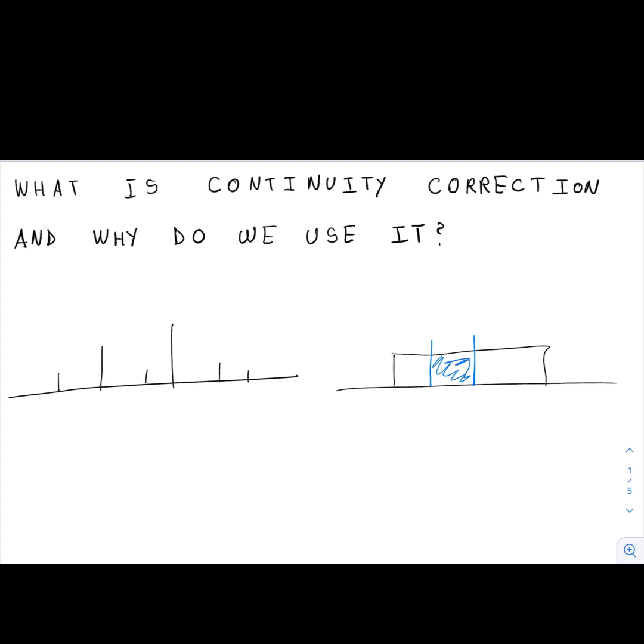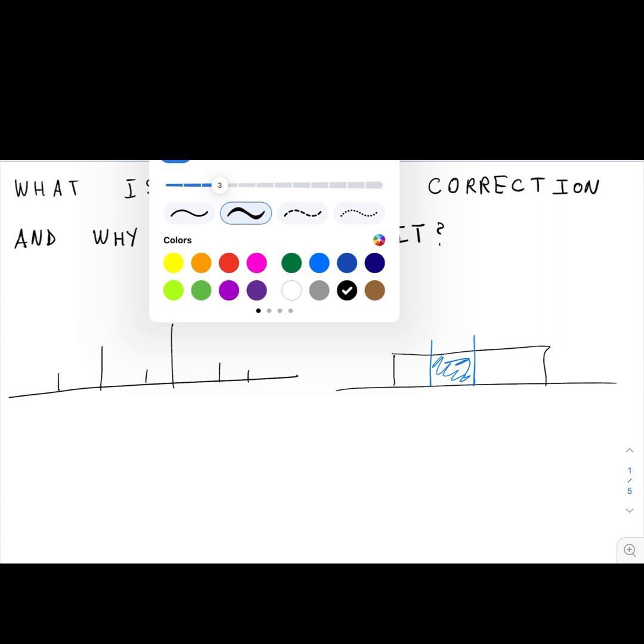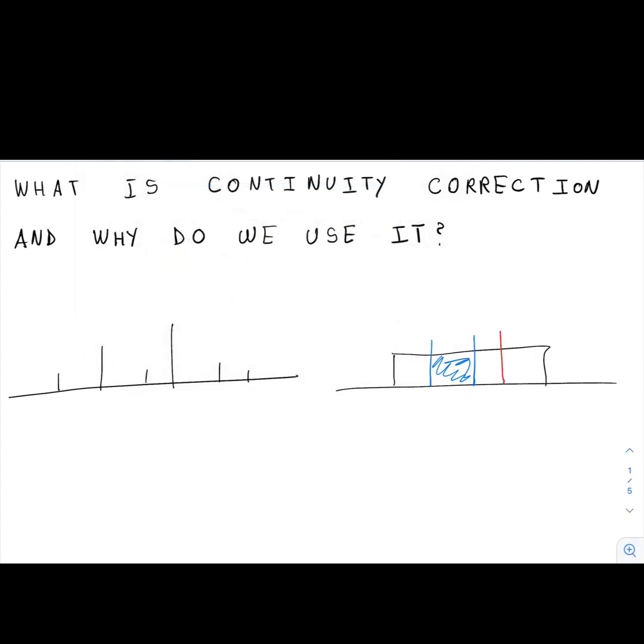Now, we can't just jump from the discrete distribution to a continuous distribution. Because of what we mentioned earlier, the probability of, for example, falling exactly on this red line in a continuous distribution is 0, right? Because the area of the line is 0. And to account for this difference in behaviors between continuous distributions and discrete distributions, we pretty much adjust the probabilities a little bit. And that's the rough idea with continuity correction.